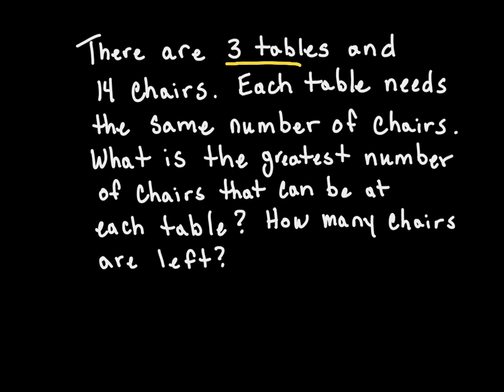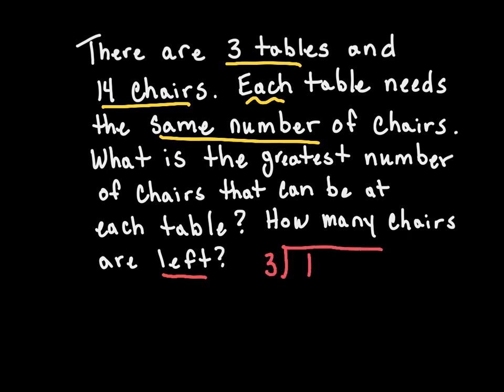There are 3 tables and 14 chairs, and we have that word each. Table needs the same number. So that means the same thing as equal. What is the greatest number of chairs that can be at each table, and how many chairs are left? So when we hear this word left, that's going to be a remainder. So if we try this out, we have 3, and we're going to have 14. So 3 can't go into 1, but it can go into 14. The closest we can get would be 4.